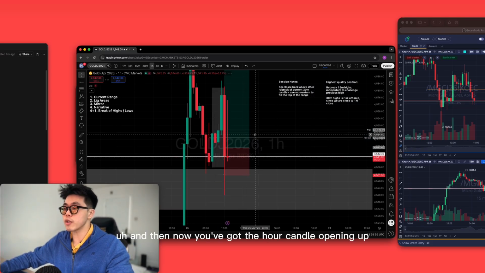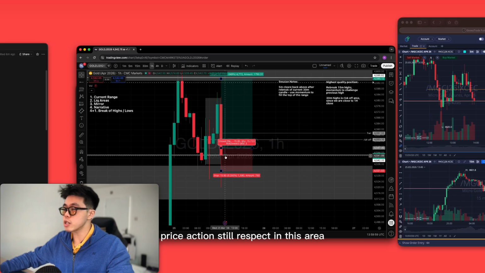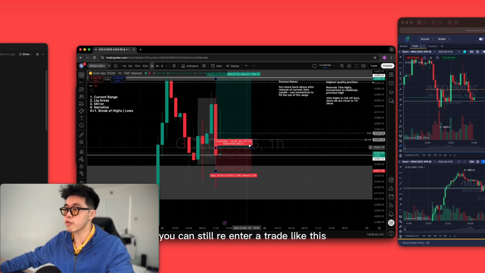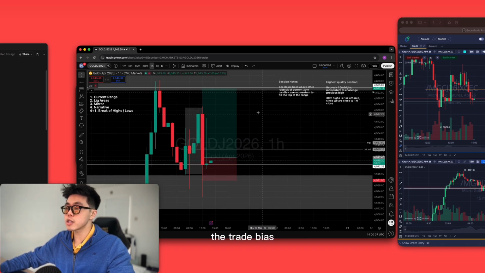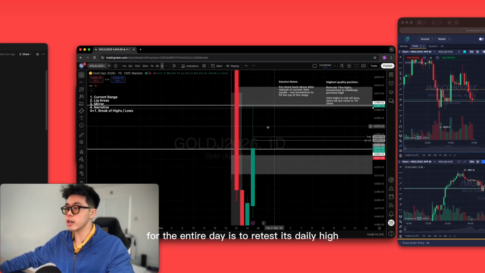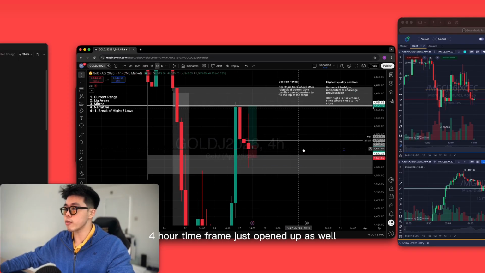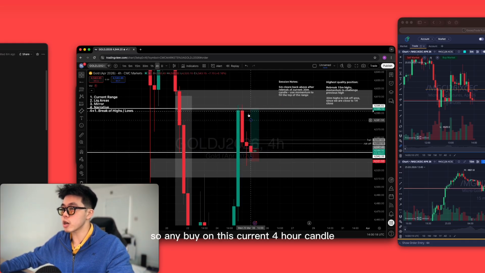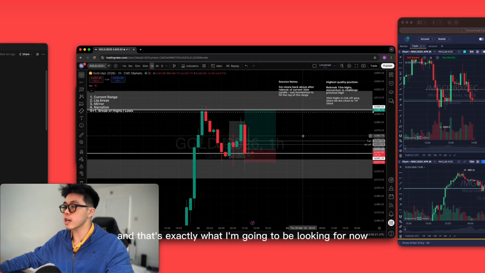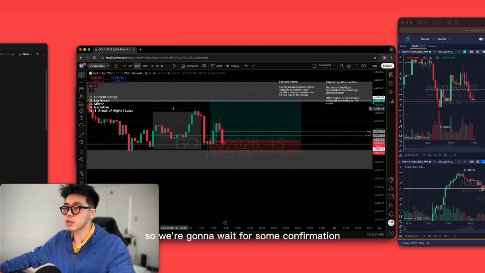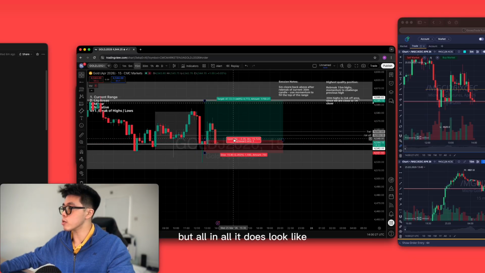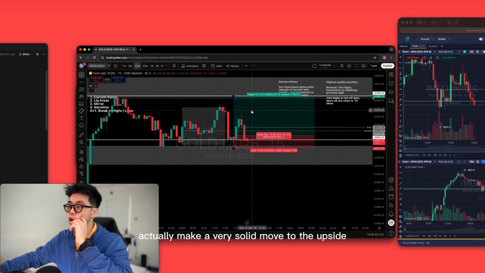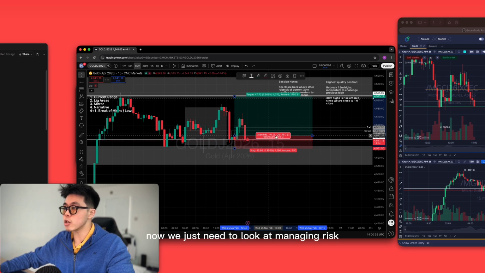And then now you've got the hour candle opening up. Price action still respecting this area. If you're looking to get some form of bottom wick, retest of the lows, rebreak of the highs, you can still re-enter a trade like this. The trade bias for the entire day is to retest its daily high. You've identified the current range. 4-hour time frame just opened up as well, so we're expecting price to just shoot all the way up. So any buy on this current 4-hour candle looks to be validated, and that's exactly what I'm going to be looking for now. So we're going to wait for some confirmation, but all in all, it does look like when liquidity gets re-grabbed and retested at this area, rebreaks of the highs actually make a very solid move to the upside. We just need to look at managing risk.